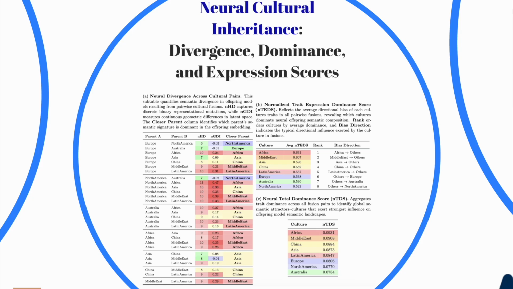After the merge, recheck NHD and NGDI. If late-layer drift stays high, expect brittle reasoning off distribution and add light alignment or instruction tuning there. Takeaway: use NHD and NGDI to spot where drift occurs, NTEDS to learn who dominates in each pairing, and NTDS to forecast how strong that pull will be. With those three dials, you can steer cultural fusion toward offspring that are not only accurate, but reason with the values and nuance you intend.